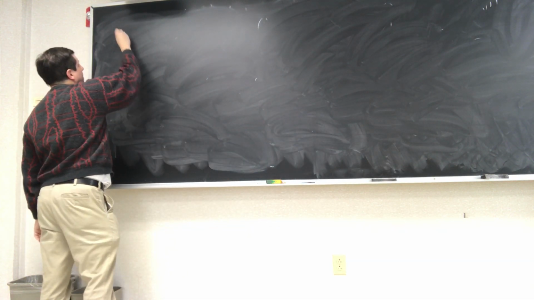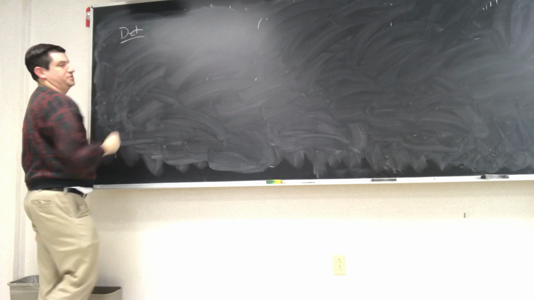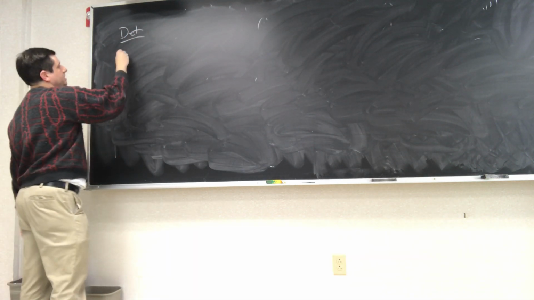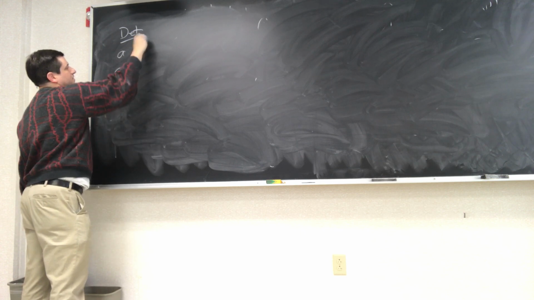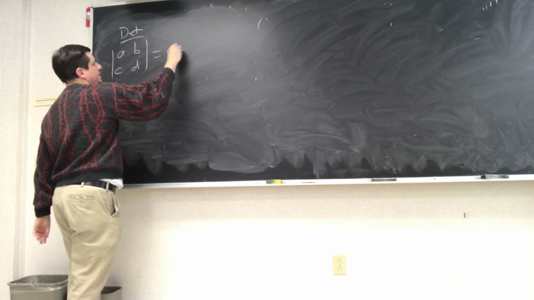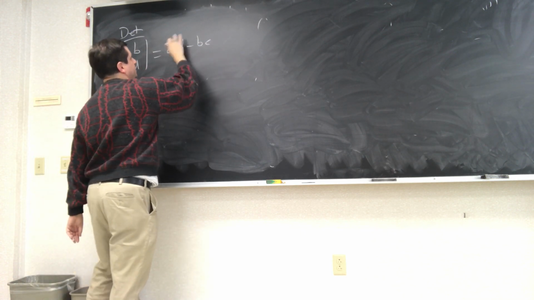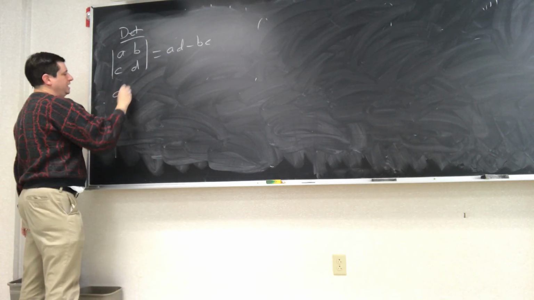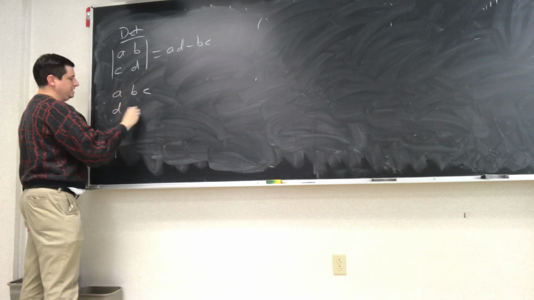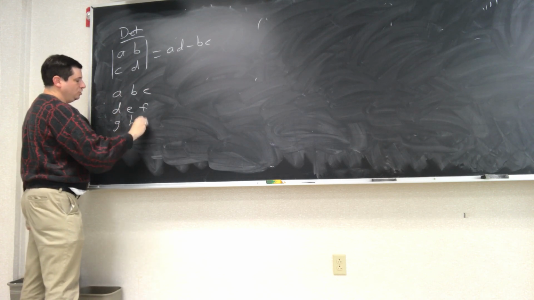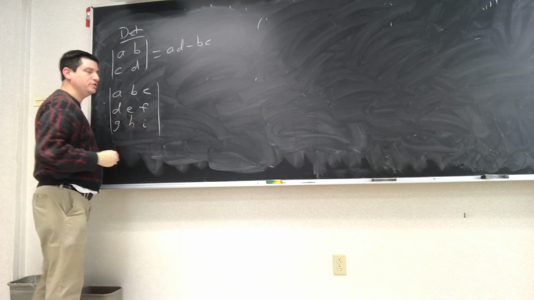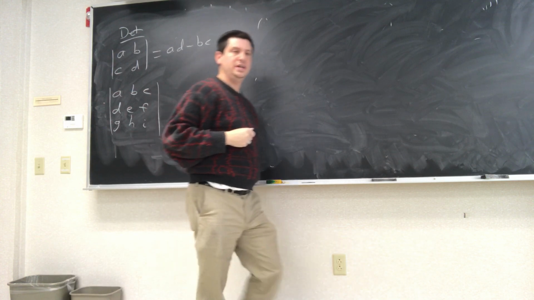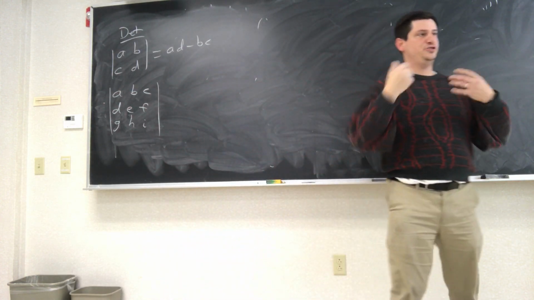So, talk a little bit about determinants. So if I give you a matrix A, B, C, D, its determinant is AD minus BC. If I give you a 3 by 3 matrix, A, B, C, D, E, F, G, H, I, what I'm going to show you is a trick that gives you the determinant in the 3 by 3 case. These tricks do not generalize.